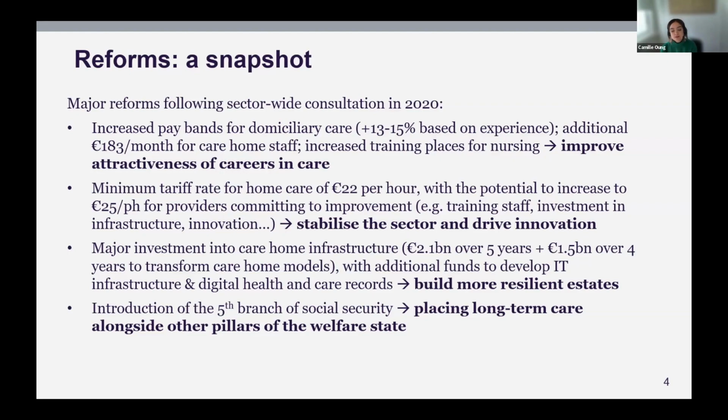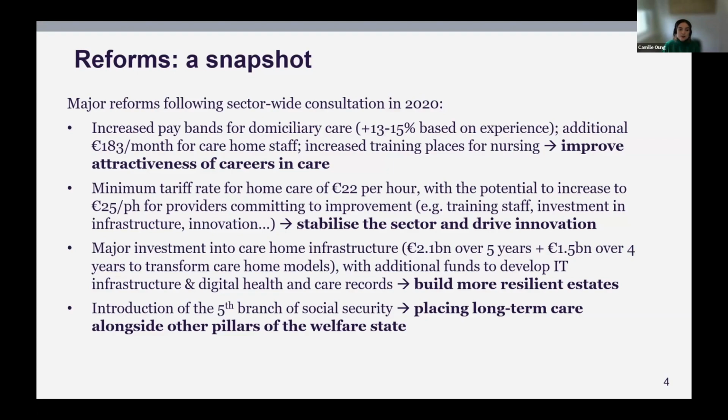So there's quite a significant flagship programme of reforms around improving pay for staff across health and social care. So in domiciliary care, they increased the pay bands from 13 to 15% based on experience, and I'll return to this in a moment. In care homes, sorry, there was an additional €183 a month for care home staff, and they also increased the number of training places for nursing and home nursing. And the intention was to improve the attractiveness of careers in care.